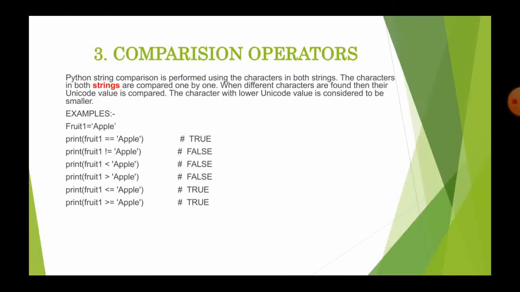Fruit1 apple less than apple? No, it is equal, so it will return false. Fruit1 greater than apple? No, it is false. Fruit1 less than or equal to apple. Here it will return the true value because the equal symbol is there.